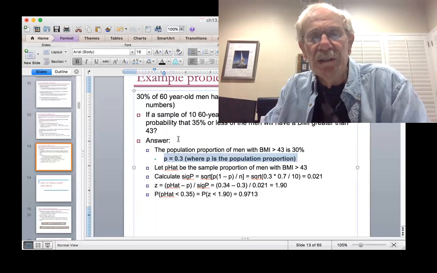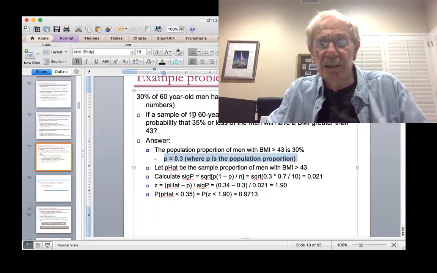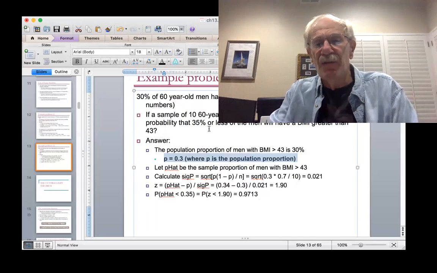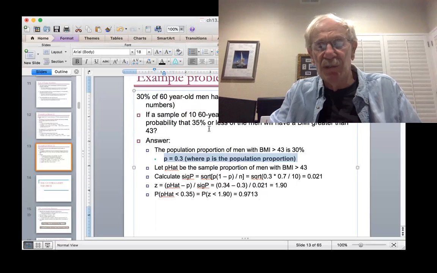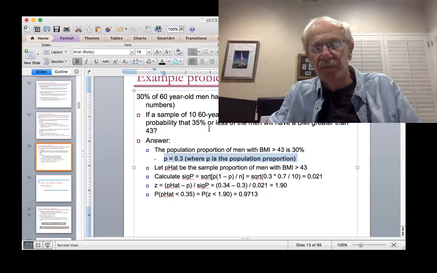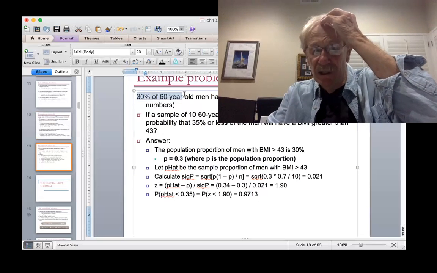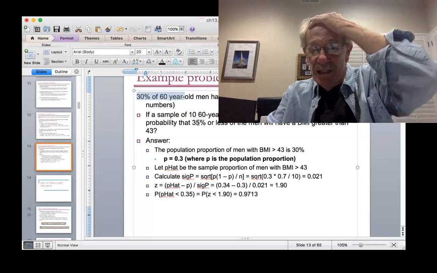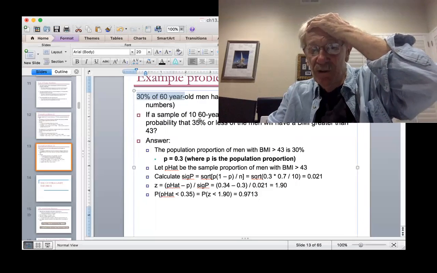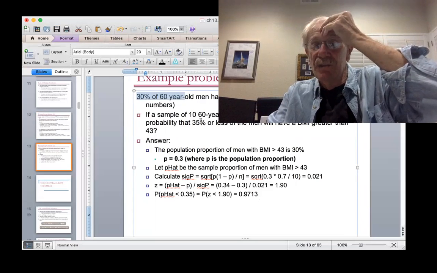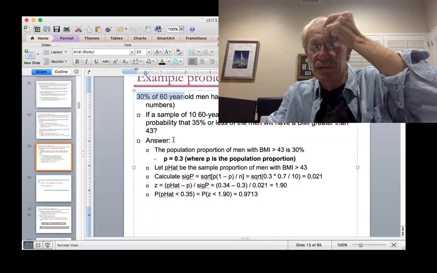Now, when I take my sample of 10, what's the probability that 35% of the men will have a BMI greater than 43? On average, 30% have a BMI greater than 43. What I'm asking now is what's the probability I'll get 35% who have a BMI greater than 43?